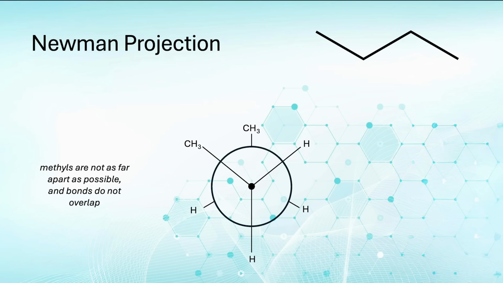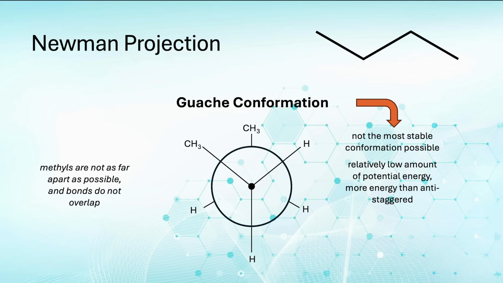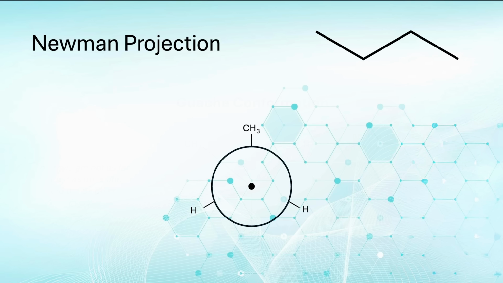This conformation is called the gauche conformation. The bulky substituents on the Newman projection are not as far away from each other as possible, but the conformation still isn't entirely unstable. The gauche conformation has significantly more energy than the anti-staggered conformations, but doesn't have the most potential energy possible. The last conformation involves overlapping the groups on the front and back carbons.